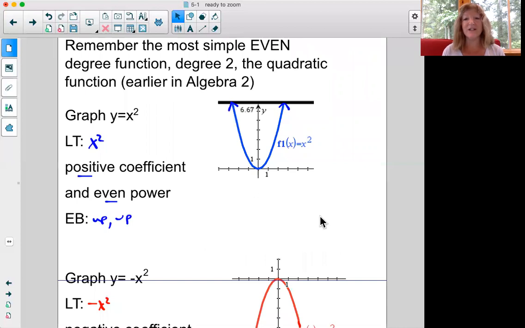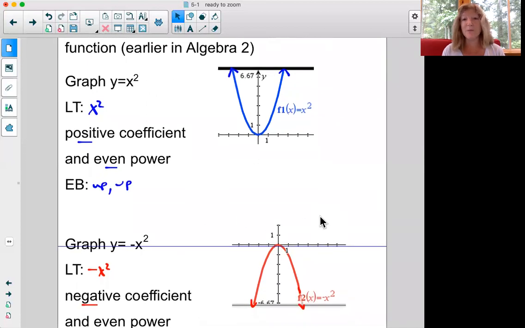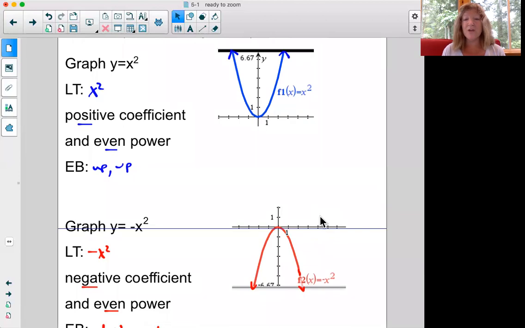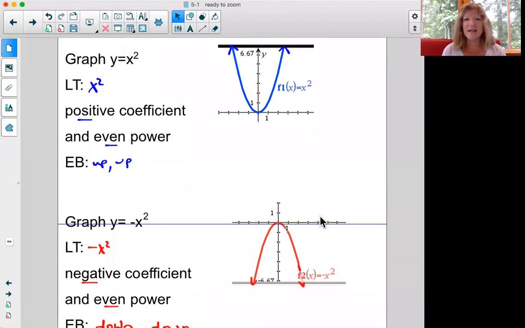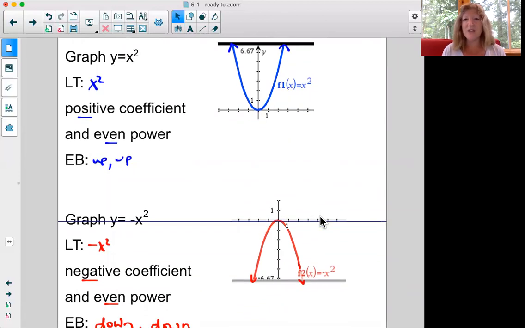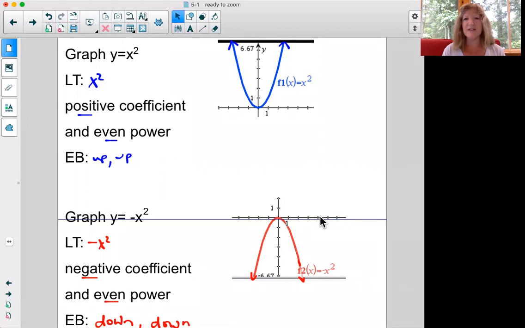Likewise, earlier in Algebra 2, or possibly in Algebra 1, depending on your program, you learned about parabolas. And you could just sketch the two most basic to remind yourself of the pattern. Oh, y equals x squared. I remember how to graph her. And I see that the leading term has a positive coefficient, even power. The ends are even with each other. Positive coefficient, they're up, up.